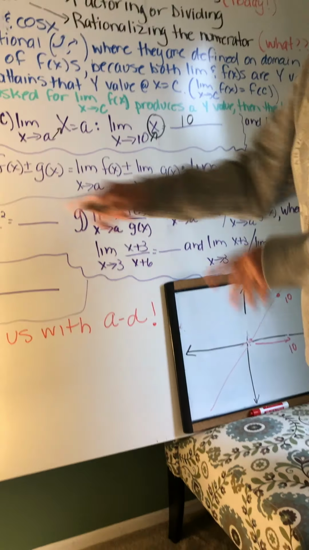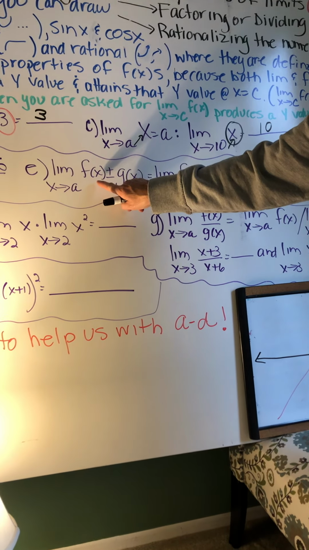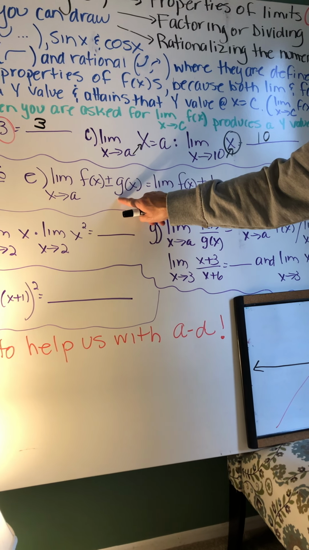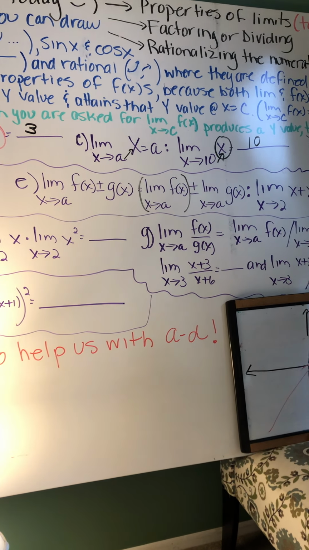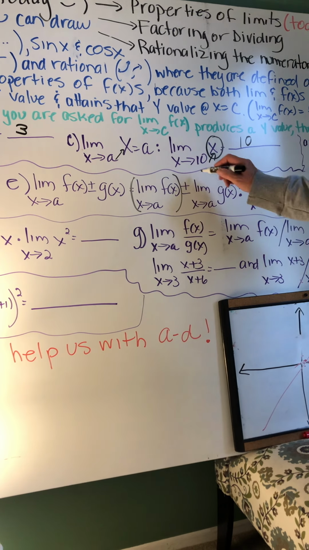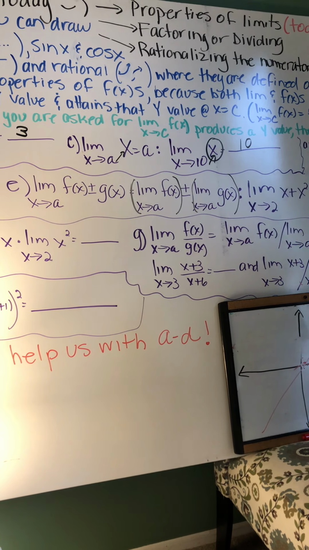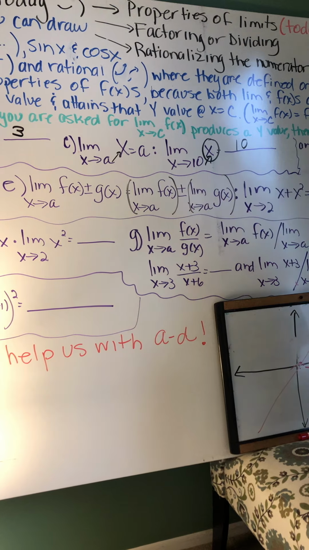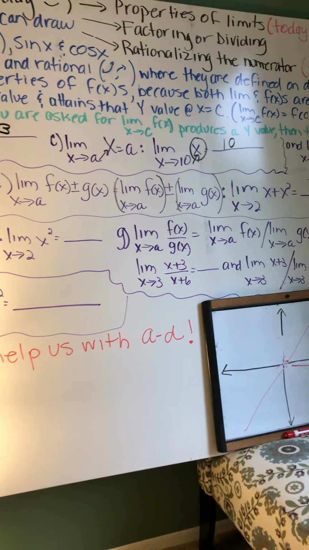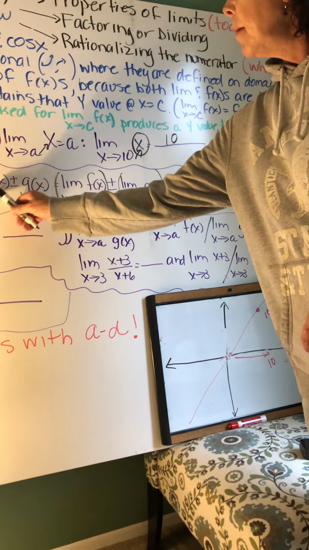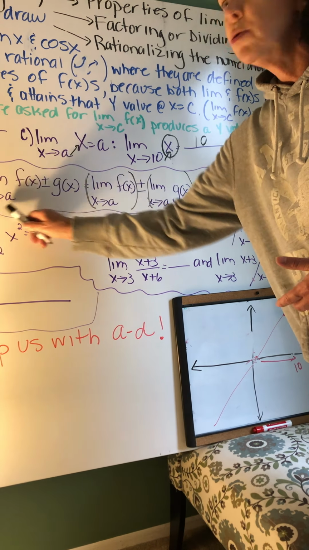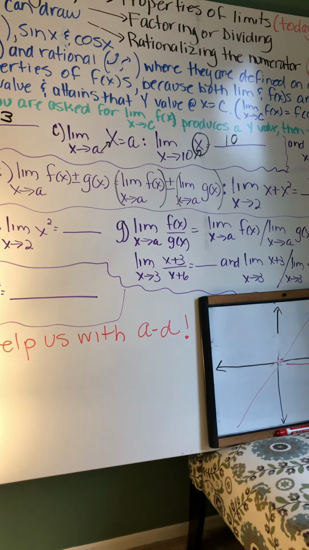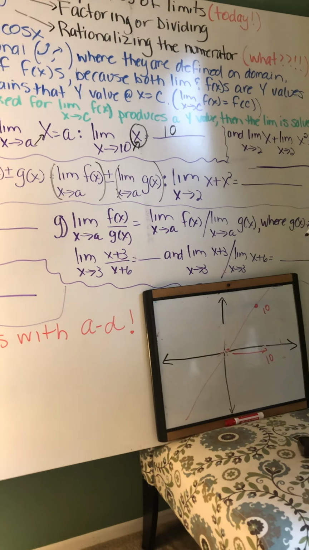The limit as x approaches A of 2 functions being added or subtracted is simply, you can take the limit of the first function, add the limit of the second function, and add or subtract those limits. Again, the reason we can do that is that the properties of functions produce y values, and so do the limits, so we can apply these properties.